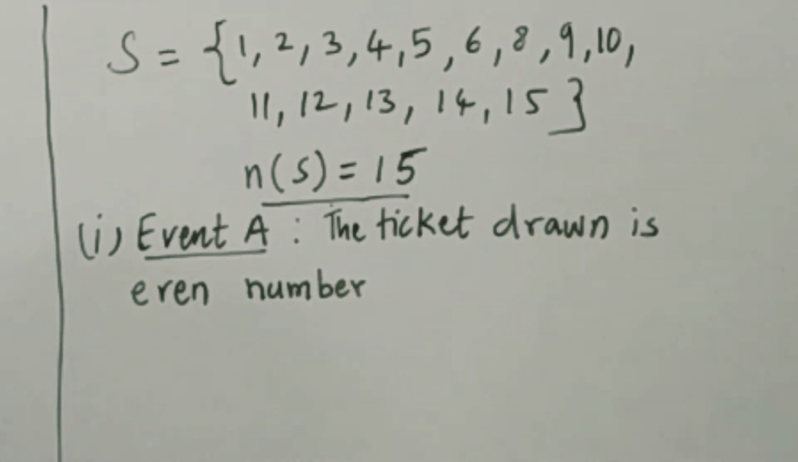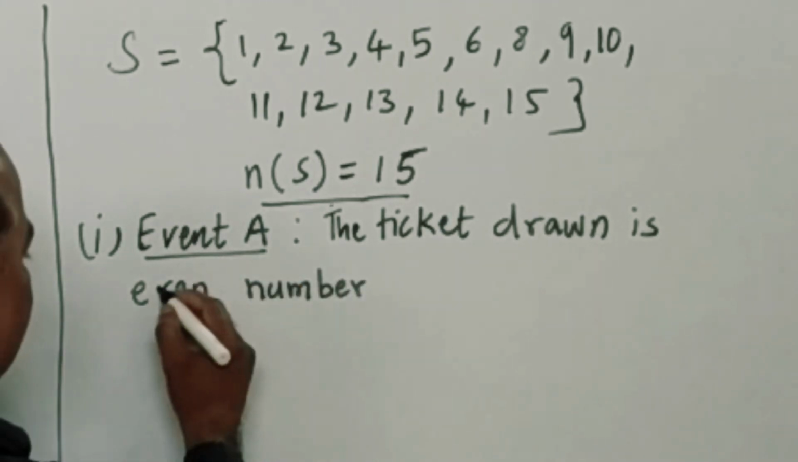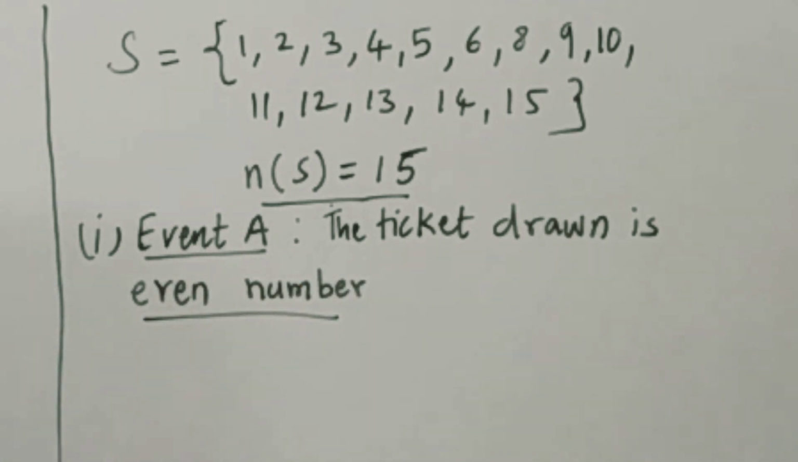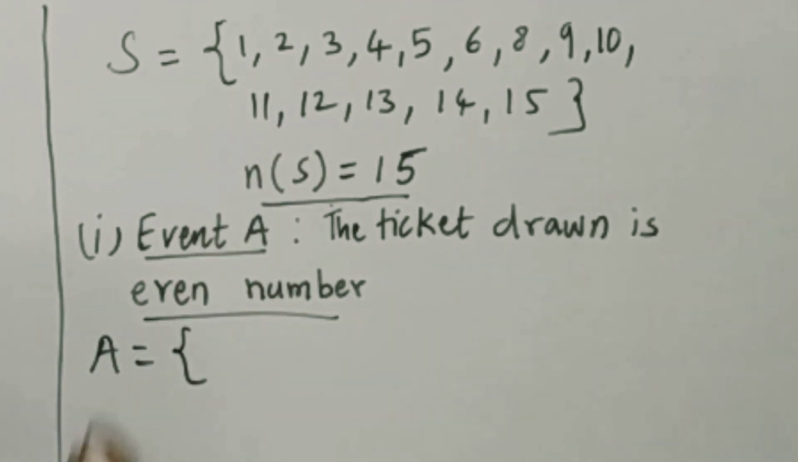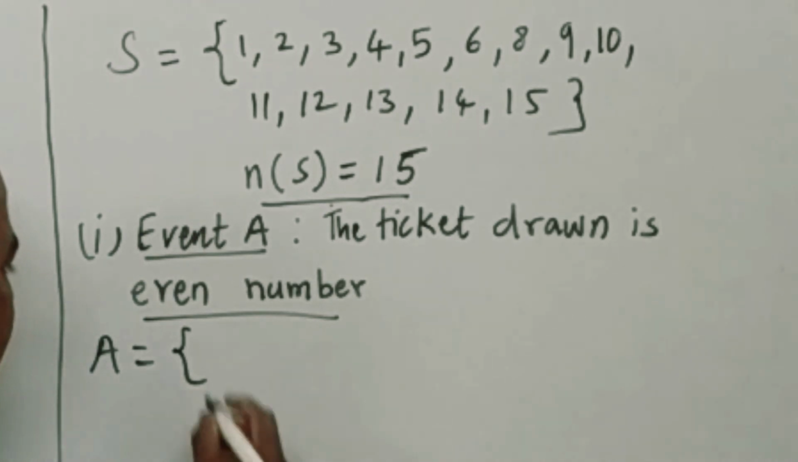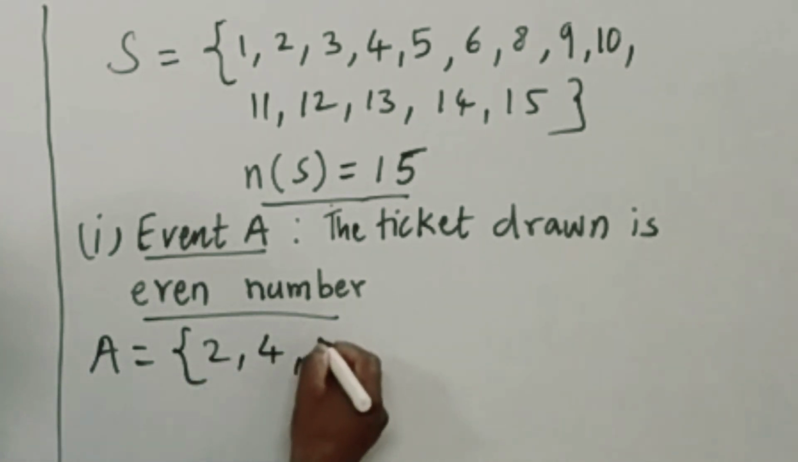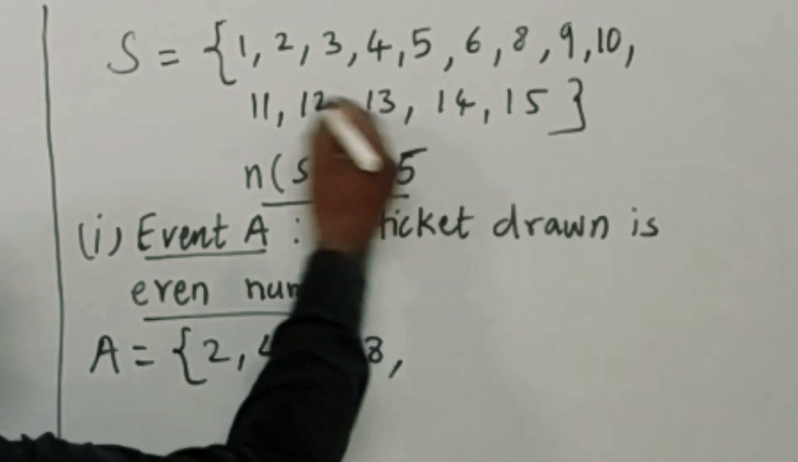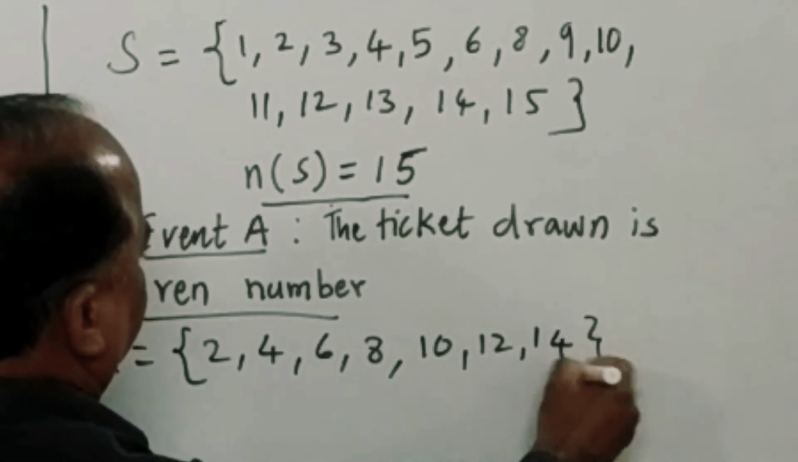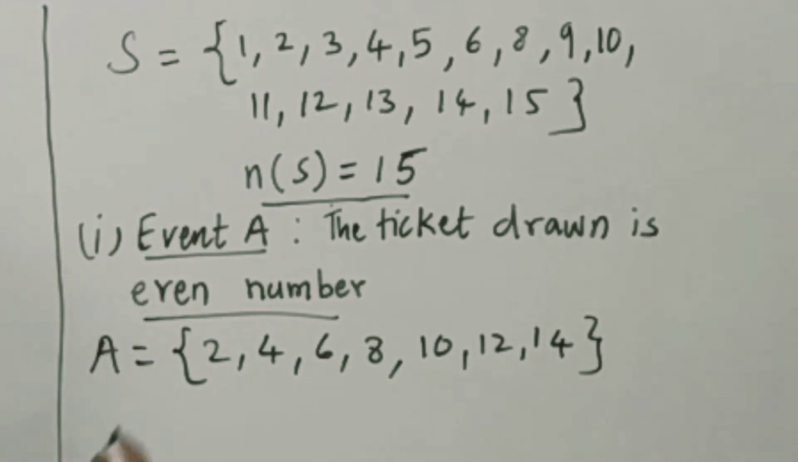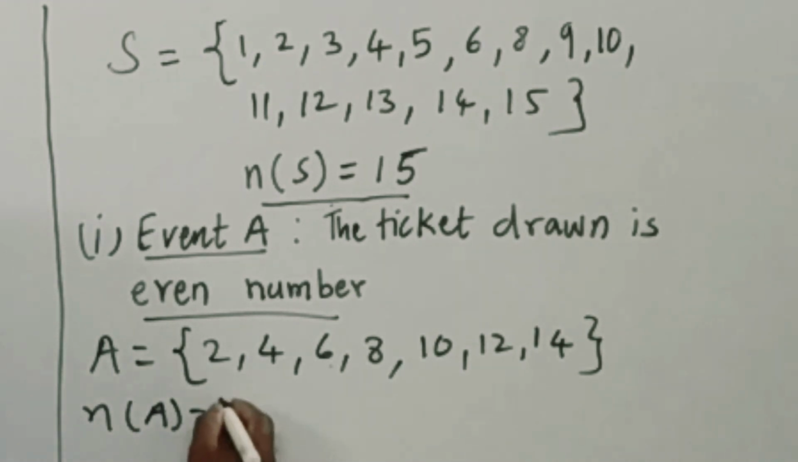So event A, let A be the event that the ticket drawn is an even number. So A is equal to the even numbers in the sample space, which are multiples of 2. Multiples of 2 are even numbers. So 2, 4, 6, 8, then 10, 12 and 14. These are the even numbers. So the number of sample points is 1, 2, 3, 4, 5, 6 and 7. So NA, the number of sample points in event A, is equal to 7.